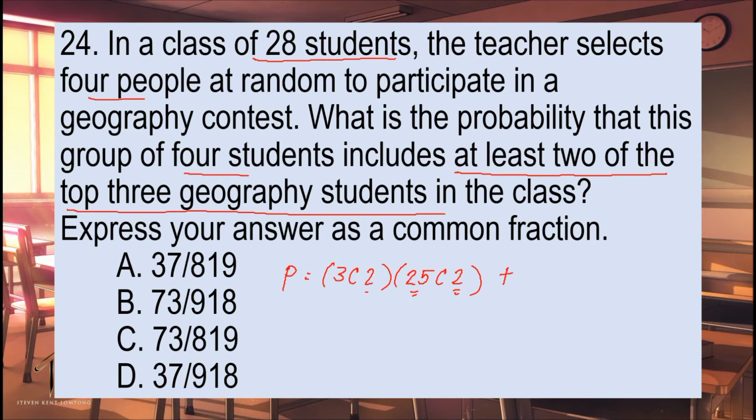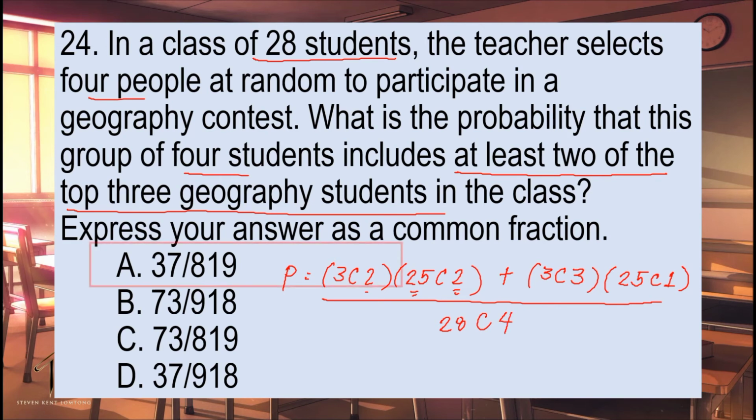Also, diba, at least 2 daw kasi, so we can also have the probability of getting the 3 students. So 3C3 then multiplied by 25C1. So yung tatlo dun sa 4 na kailangan niya is galing na dun sa top 3 geography students and yung isa from the 25. Okay? Then all over, yung total population natin is 28. Then yung pinipili natin is 4. So 28C4. So our answer here would be 37 over 819.